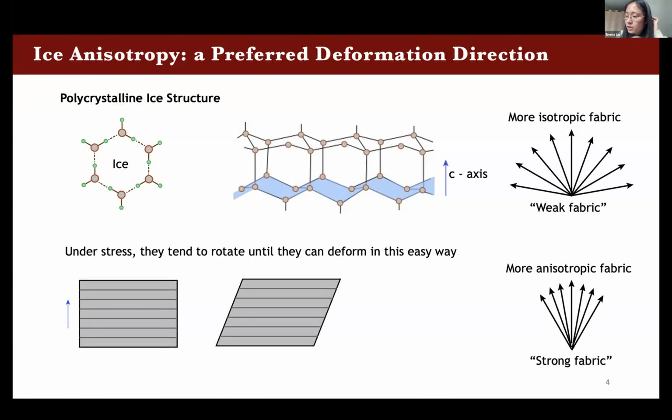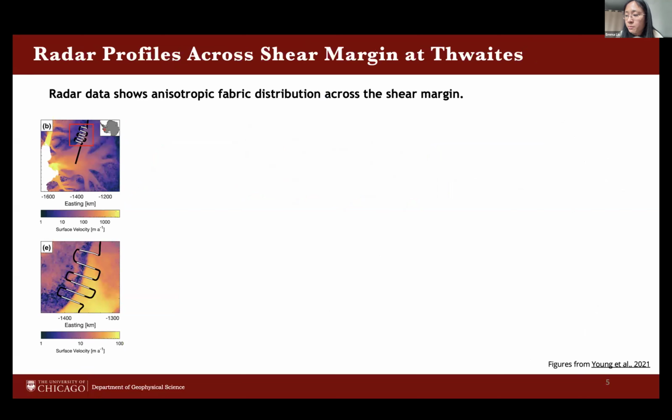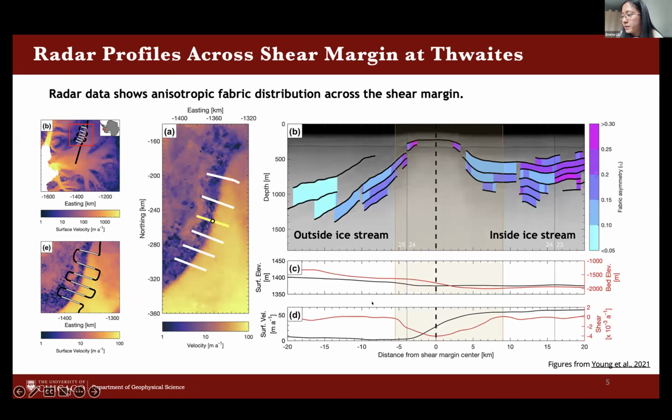So using radar polarization and phase information combined with this anisotropic property of ice, we can now estimate the relative strength of fabric using radar data. And here is one example of using radar data to infer the fabric strengths. These figures are from a paper by TJ published in 2021.